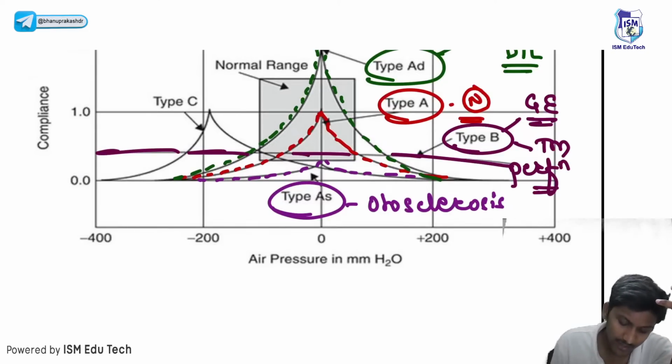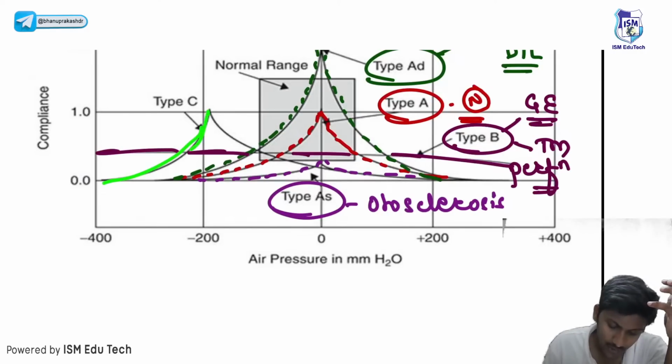Whereas the type C curve which is there over here, you can see this type C curve is usually on the negative side.